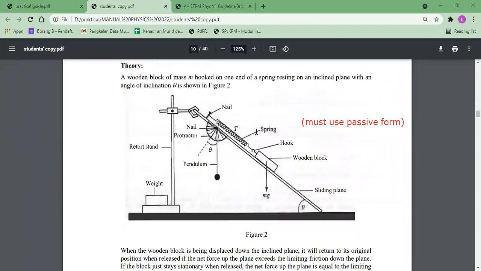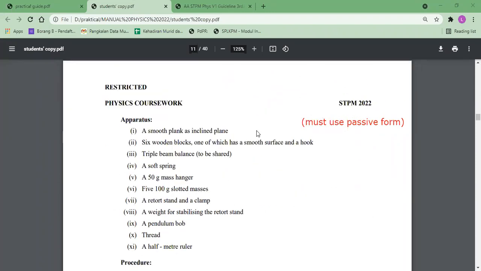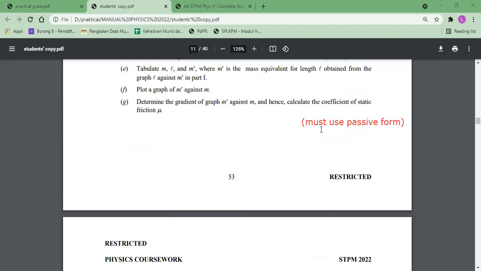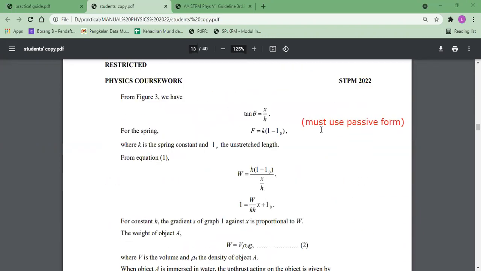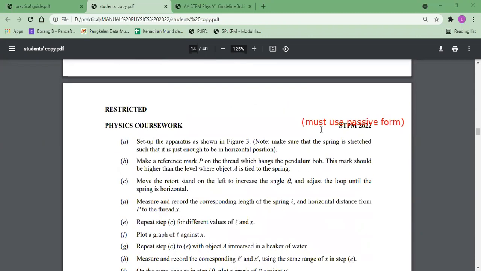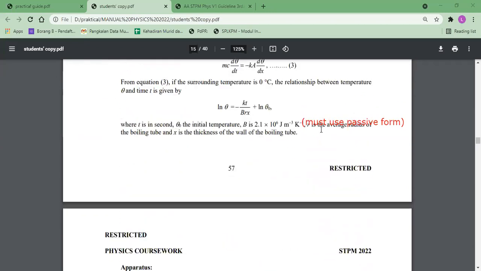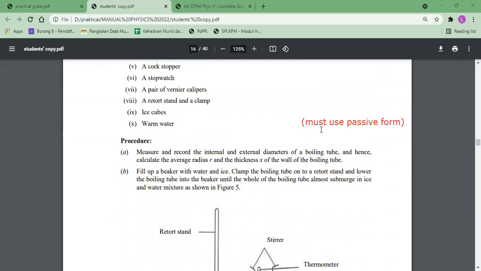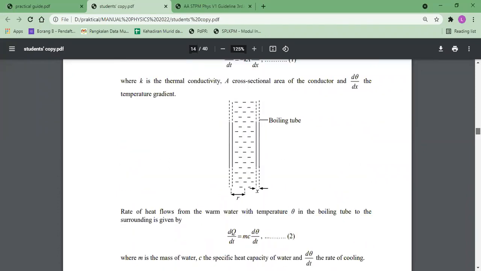After that, experiment 3, the procedure here, must use the passive form. Experiment 4, tulis must use the passive form. After that, experiment 5, write down must use the passive form. Tulis untuk semua eksperimen supaya awak tidak buat kesilapan. Get it?